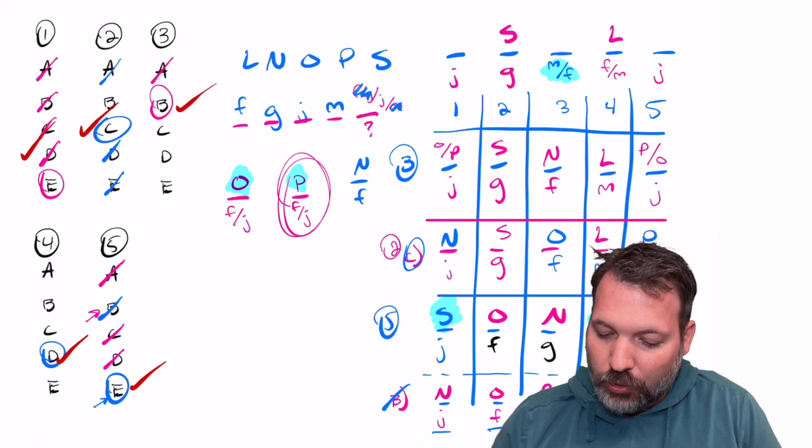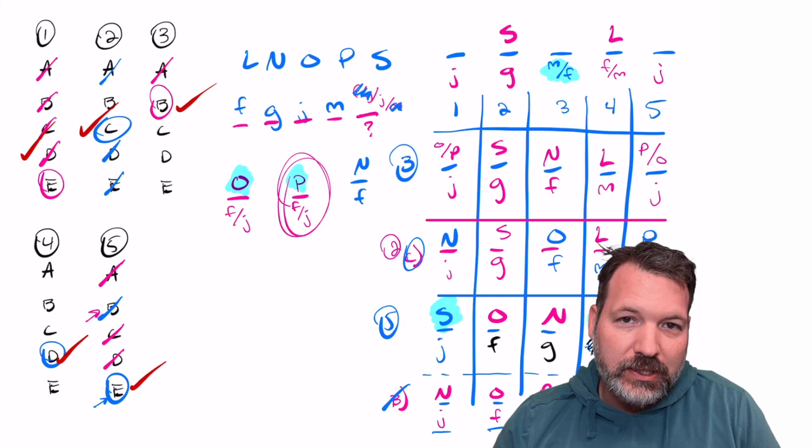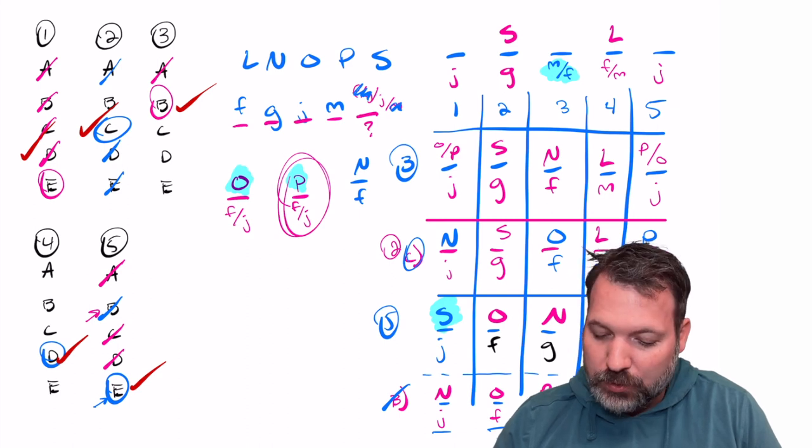Basic two-dimensional order game, one-to-one between the presenters and the spaces. That's typically going to be a pretty easy game. I do think this one was pretty easy.